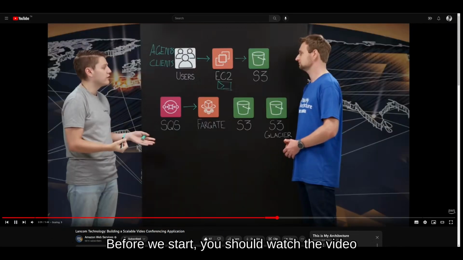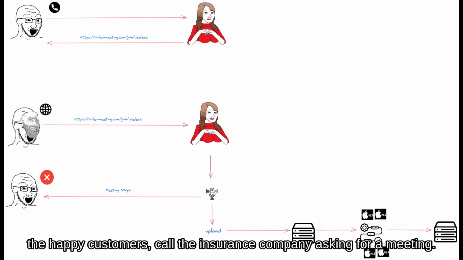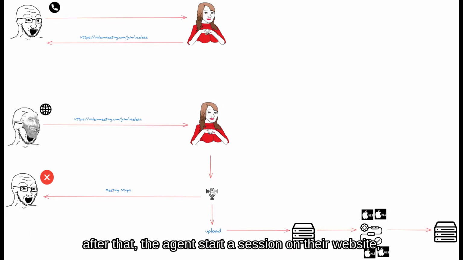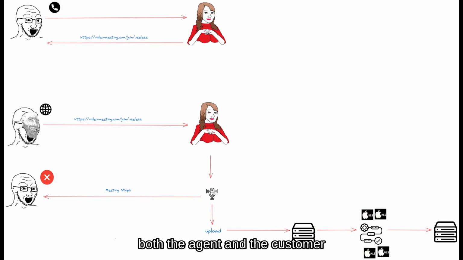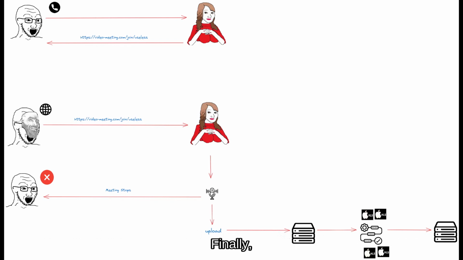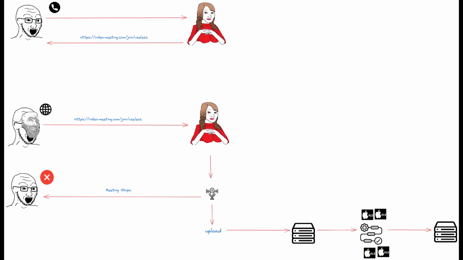Before we start, you should watch the video to grasp the general architectural idea. To summarize, the happy customer calls the insurance company, asking for a meeting. After that, the agent starts a session on their website. Both the agent and the customer join the session. Now, after the customer finishes telling his jokes, the meeting ends and the recorded video gets uploaded to a storage service. Finally, the private service gets notified to start converting the recording file and upload it back.